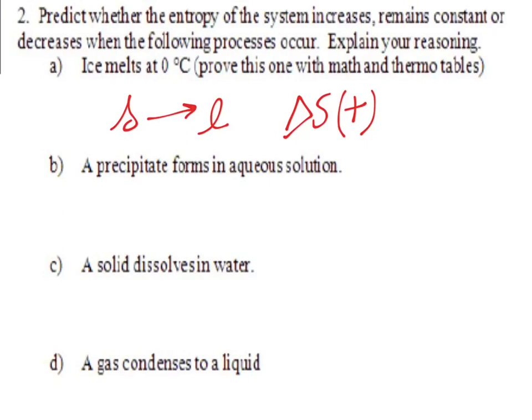In the next one, we have a precipitate forming in an aqueous solution. So we have two liquids, right? We put them together and we get a precipitate. So we're going from liquid to a solid, so S is decreasing.